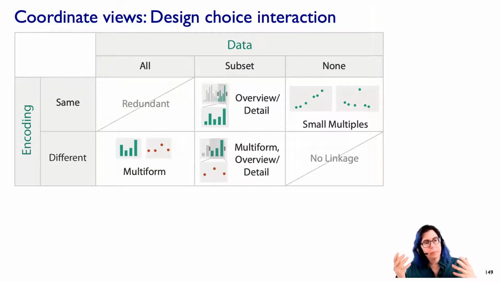So we can think about these possibilities of same versus different visual encoding and all or subset or none of the data shared. And of these 6 possibilities, there's 2 that are less interesting. If it's the same encoding in the same data, it's totally redundant. If there's totally different encoding and totally different data, there's no way to link the views. So these different flavors of overview and detail and the small multiples and the multiform are all very common patterns.